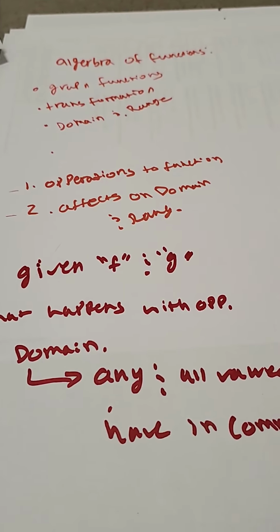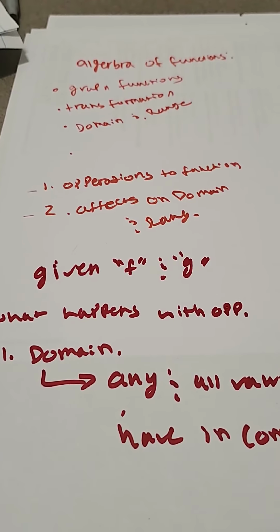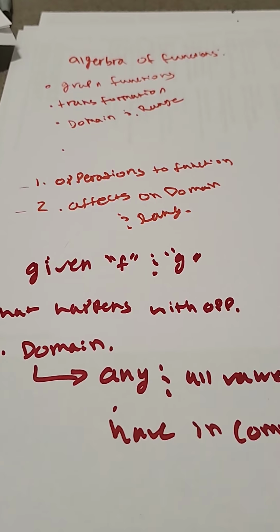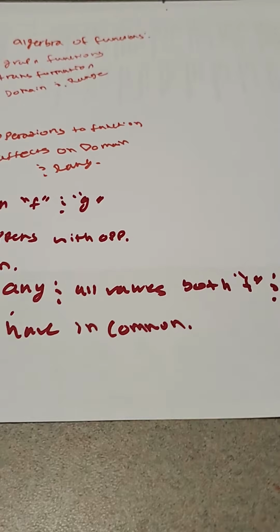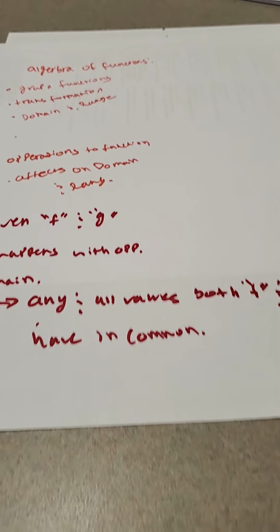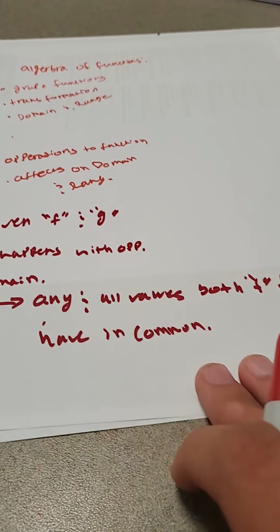With the domain, any and all values that both f and g have in common is the domain of the new function. Let me zoom out a little bit for you guys. Also, any pieces of functions that are not included in f or g are excluded from the domain of the new function.